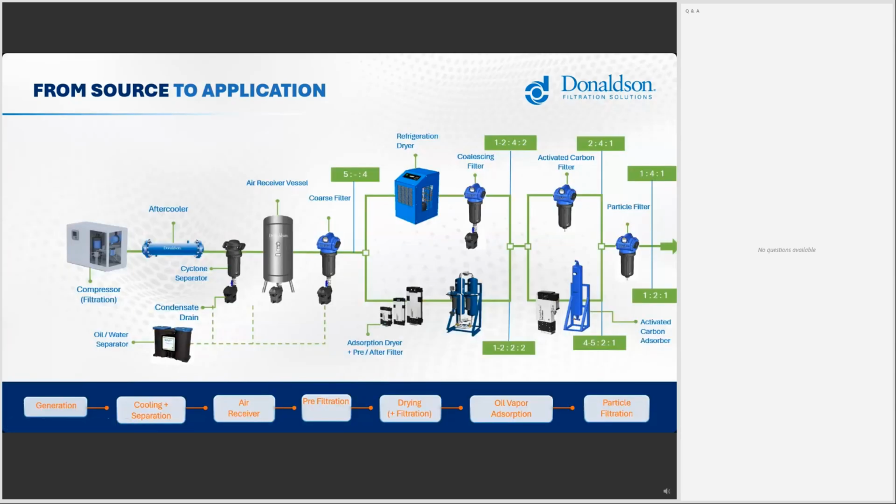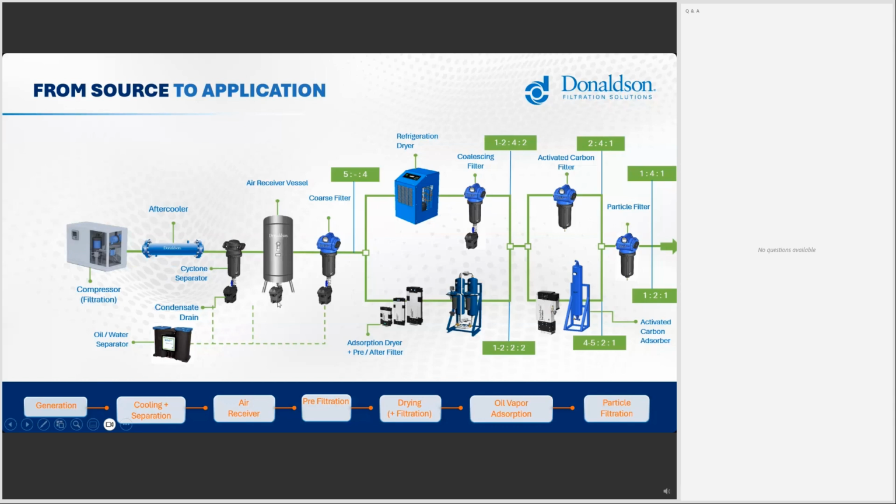Now, I think this is the important slide here for defining how from source to application, a purification system can be set up to be very efficient. So it starts with the generation, with the filters inside of the compressor. As a next stage, we usually find a cooling and separating area with an additional aftercooler. And of course, downstream of the aftercooler, there should be a cyclone separator in order to remove the bulk water from the cooling system. Also, usually we find air receiver vessels in a compressed air system.